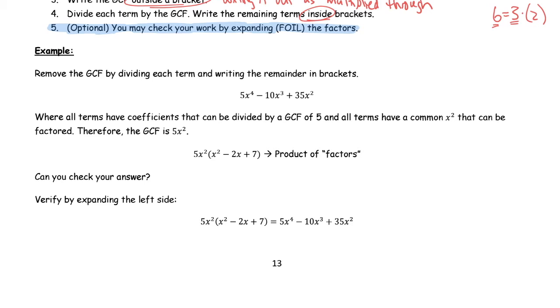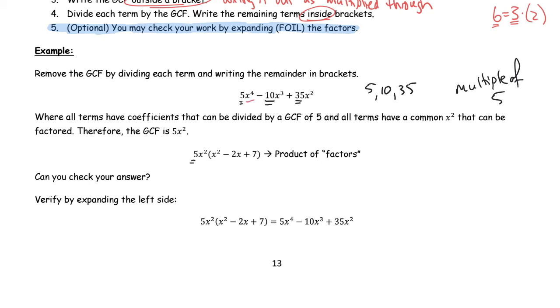So we're going to take this expression here, 5x to the 4 minus 10x cubed plus 35x squared. We're going to factor it out. First of all, I'm just going to look at the coefficients. Right now, that's all that's of interest to me. So the 5, 10, and 35. And I notice that every one of those is a multiple of 5. Okay, so that's going to be part of my greatest common factor.